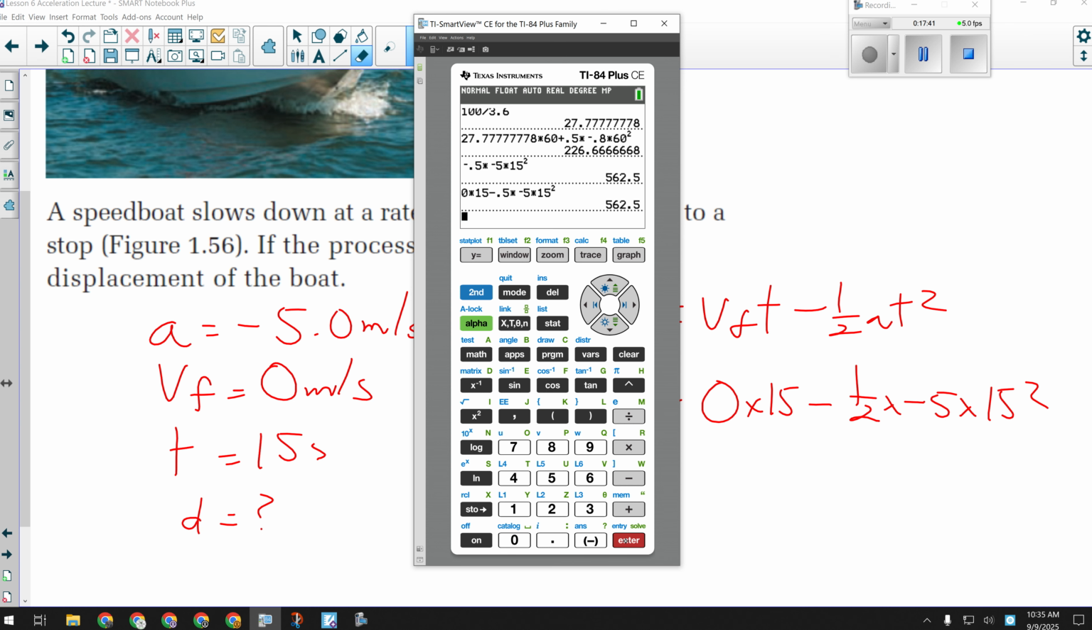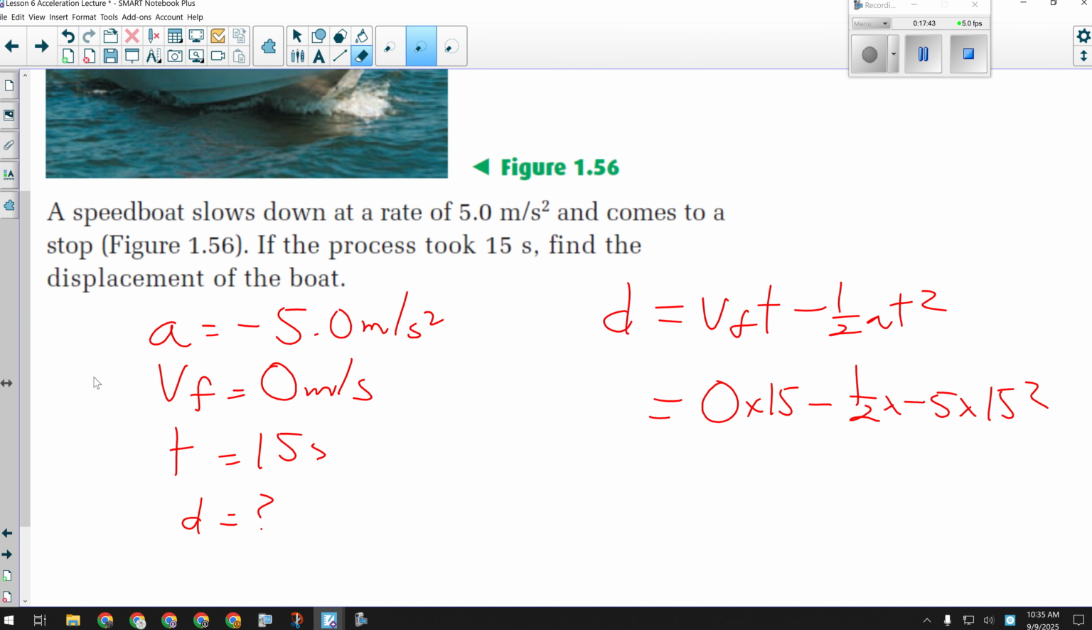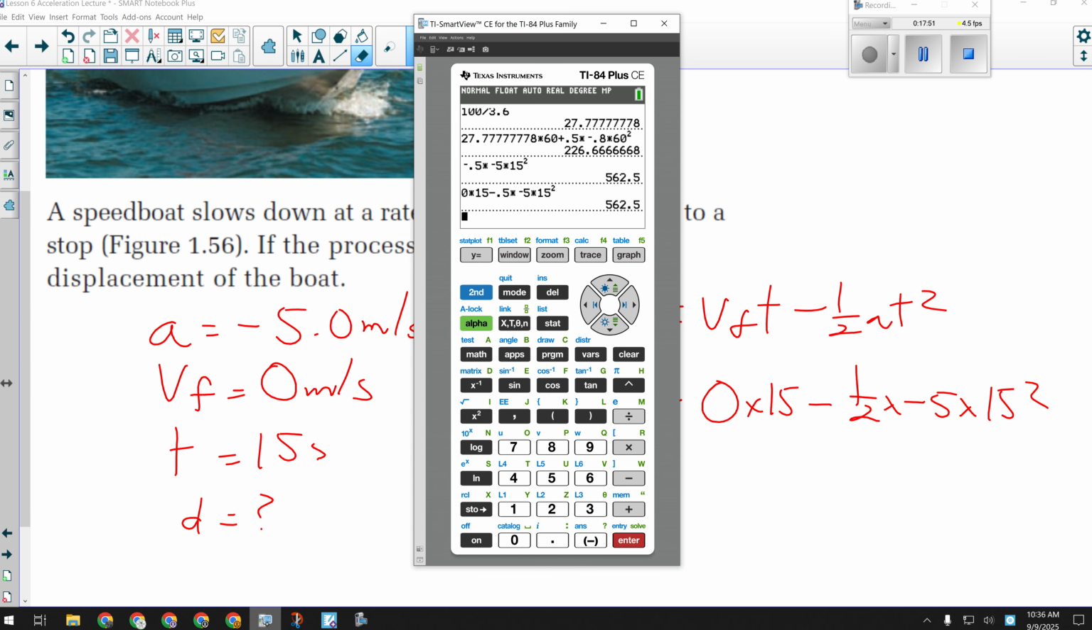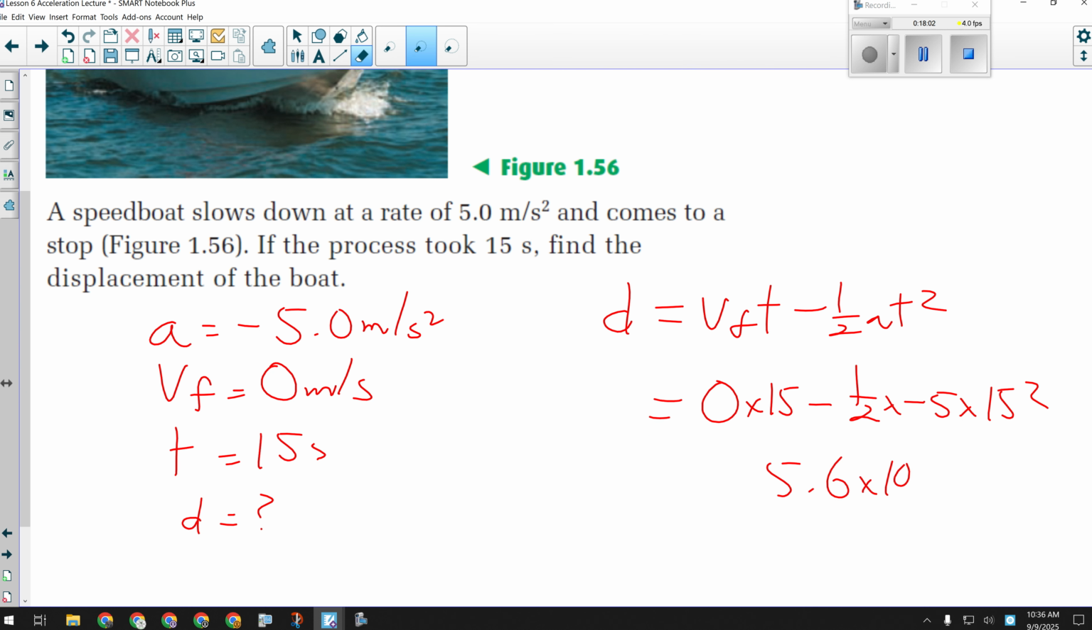So how many significant digits would we have for my answer there? 2. Everything I was given has 2. So how do I write this number, 562.5, as a 2-digit number? 5.6 times 10 to the power 2 meters. And as a vector, that would be forward. The context of the question would indicate that. Questions on that one? All right.